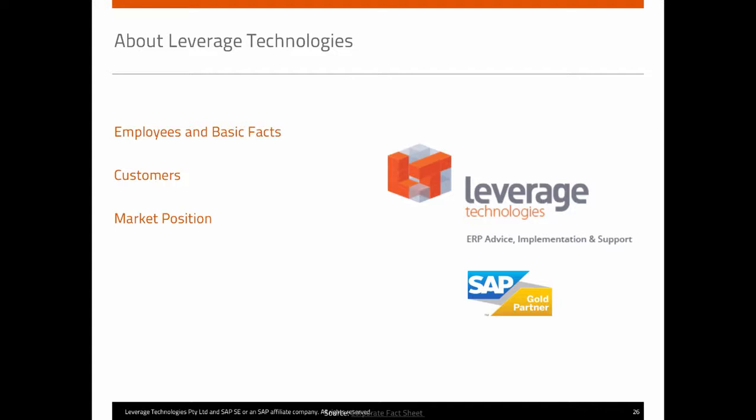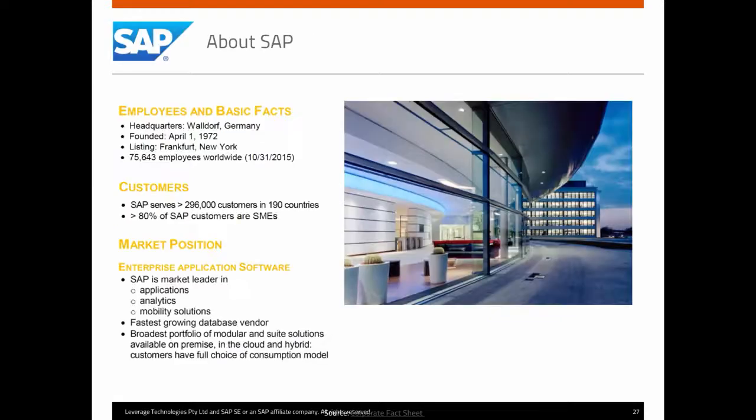So Leverage Technologies was started in 2004. We now have 30 plus employees located in Sydney, Melbourne and Brisbane. We have hundreds of customers in more than 8 countries around the world. And we are one of the leading SAP Business One partners in Australia. Matter of fact, we're one of the few who have achieved what's called SAP Gold Partner status, which is a recognition from SAP of our ability to support you effectively as a customer with SAP Business One.